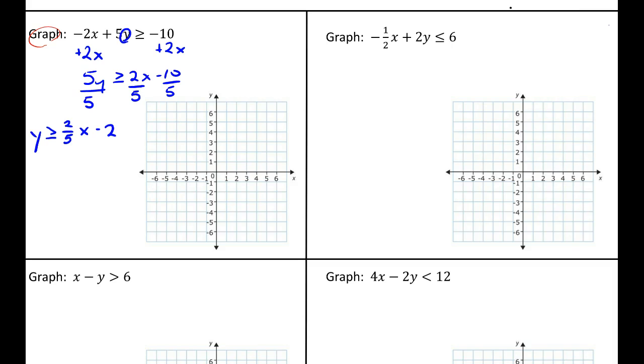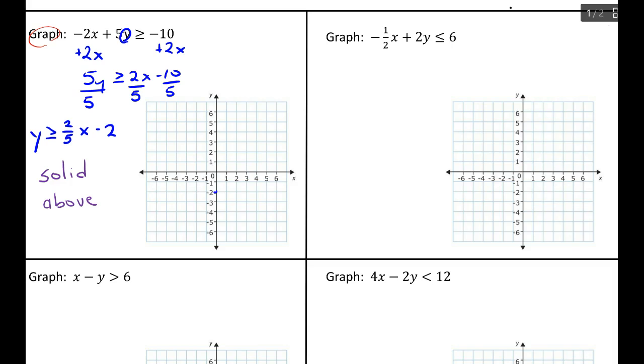So a couple of things I want to note. I have a greater than or equal to sign. That means 2 things. I'm going to graph a solid line, and I'm going to shade above the line. Okay, so a really good strategy here is to write that down before you go to graph it so that you can kind of double check what you're going to do here. So let's graph that line.